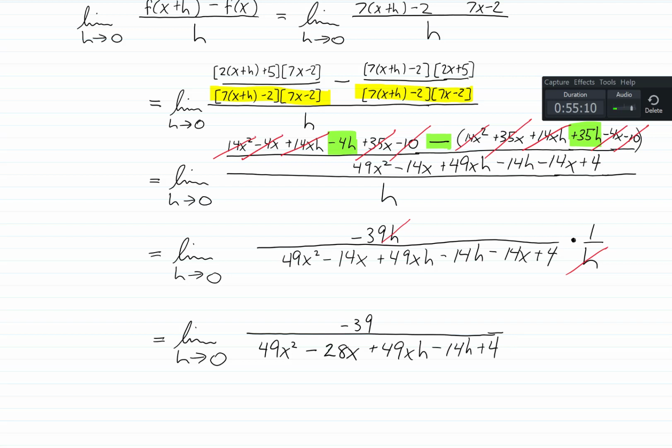All right, algebra's done. Now we do the calculus. Let h approach 0. What's going to happen? That will disappear, and this will disappear, and we are going to be left with negative 39 over 49x squared minus 28x plus 4. And that's our answer.